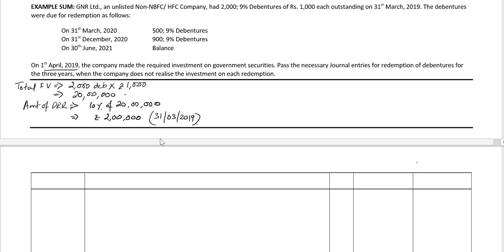Please remember this point, that the question says that the company does not realize the investment on each redemption. So it does not realize the investment which is made, but goes on to carry on the investment for the redemption of the next installments. Let's begin with the solution.